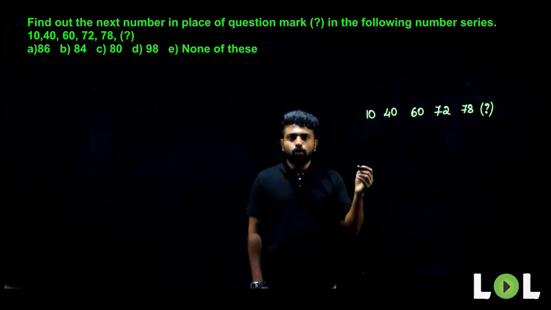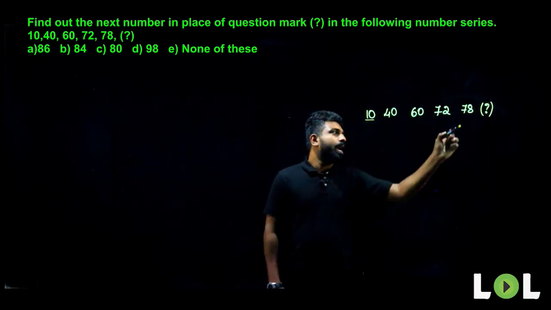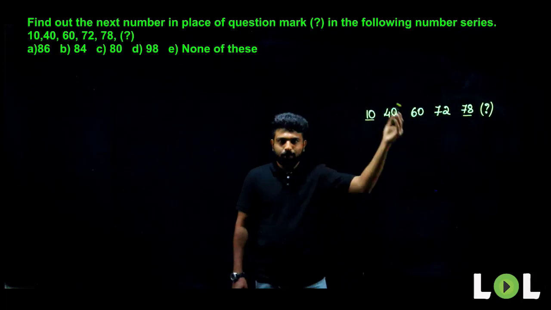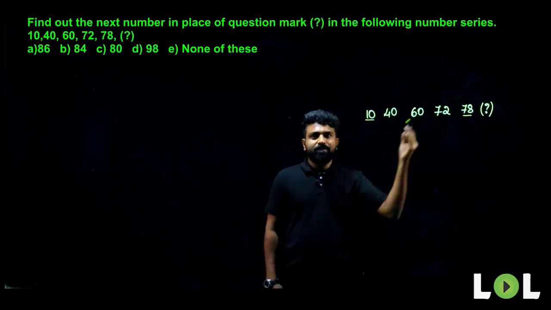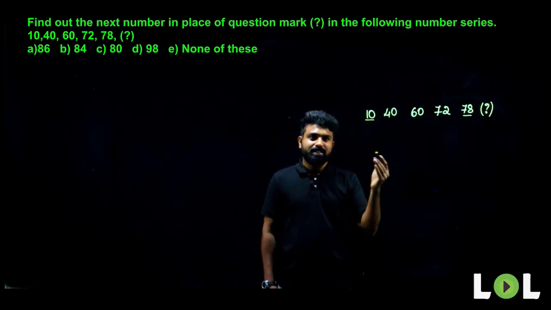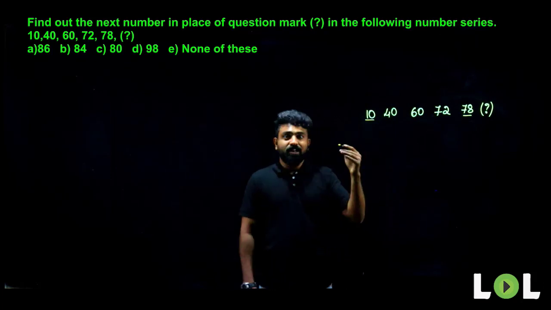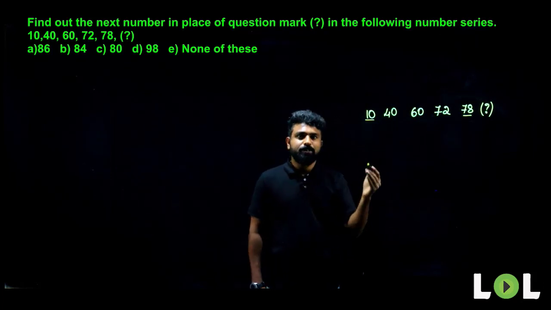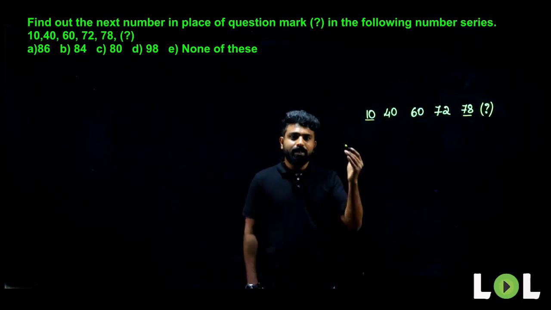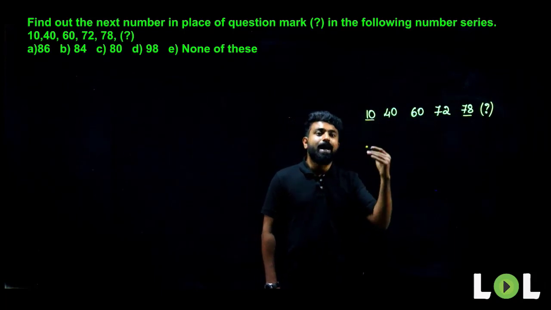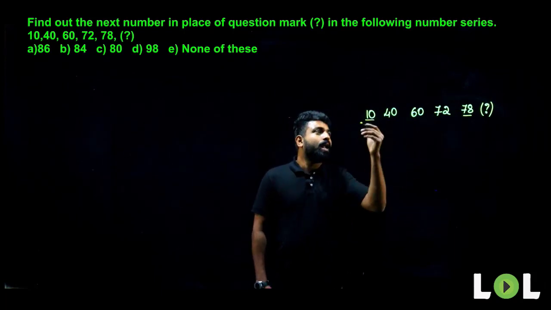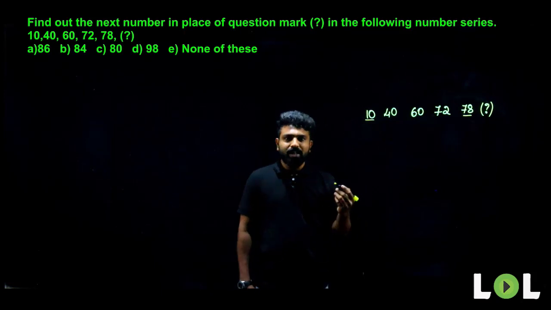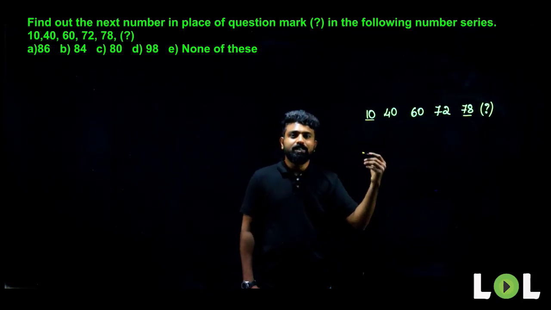Now what do I do? I take my first term and the last term. Take the difference between them. What is the difference between 10 and 78? It is somewhere in the 60s. So is the difference big or small? The difference here is small, meaning there will be either addition or subtraction involved within the series. Are the terms in the series increasing or decreasing? They are increasing. Hence, it is nothing but addition.